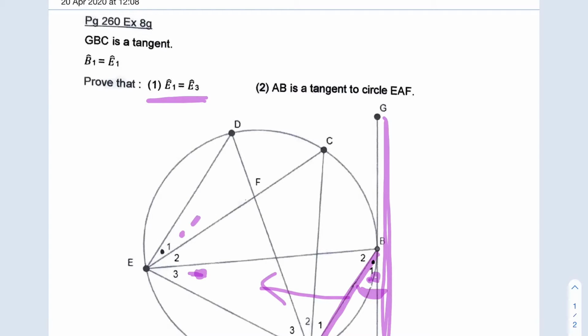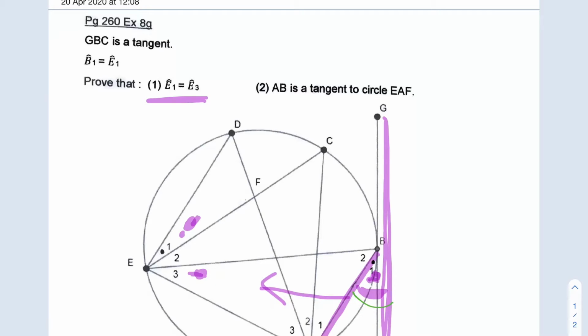But they told us that B1 is also equal to E1. So there we have it. Done. That is equal to that, tan chord. That is equal to that, given. So then logically that angle is equal to that angle. E1 equals E3. Good. So we're done.